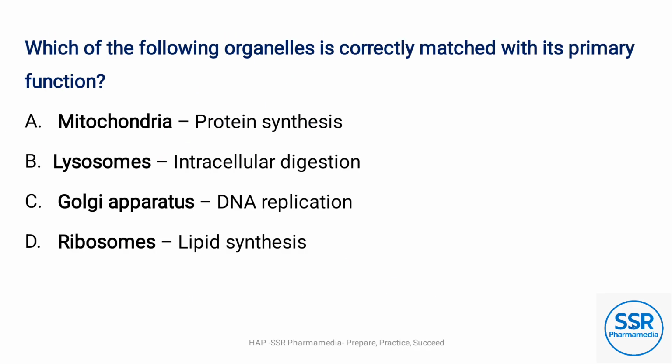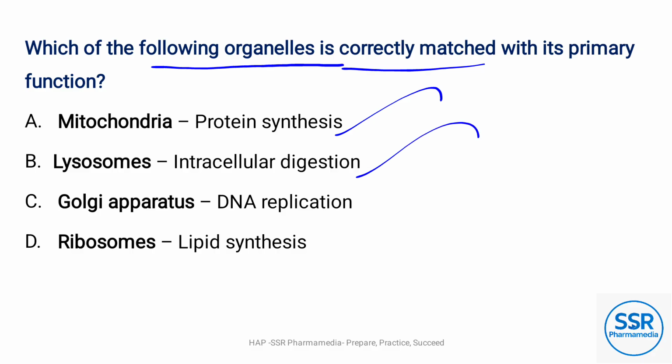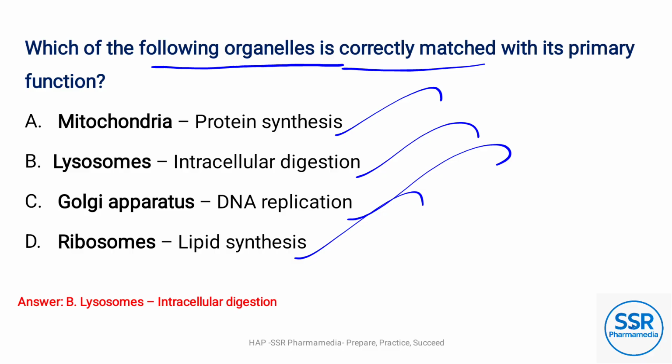Next question. Which of the following organelles is correctly matched with its primary function? Option A, mitochondria, protein synthesis. Option B, lysosomes, intracellular digestion. Option C, Golgi apparatus, DNA replication. Option D, smooth ER, lipid synthesis. So the answer is option B, lysosome, intracellular digestion. Mitochondria is the powerhouse and ribosome does protein synthesis. Golgi bodies handle protein modification.